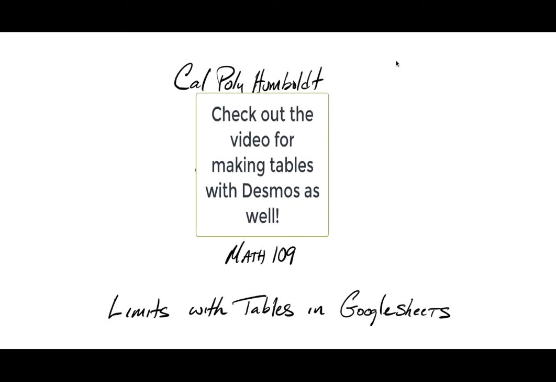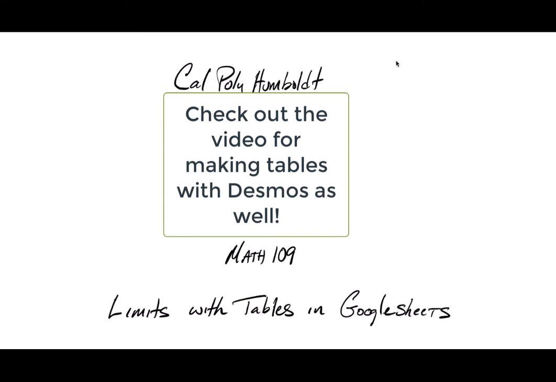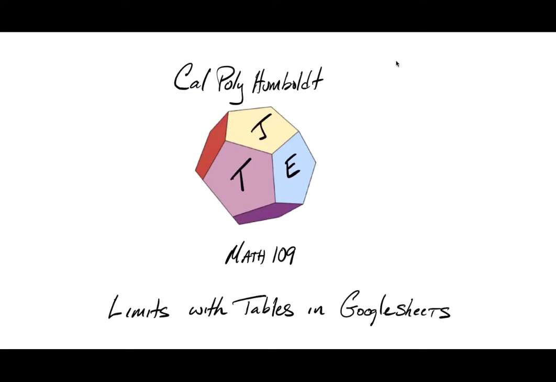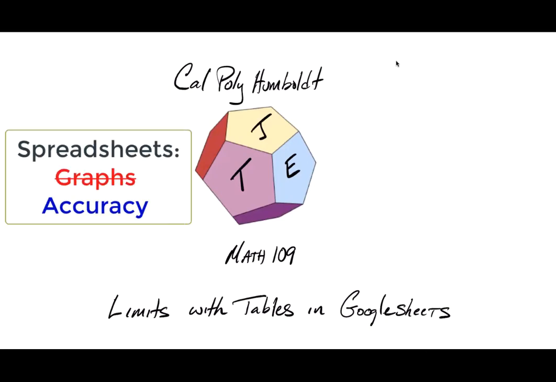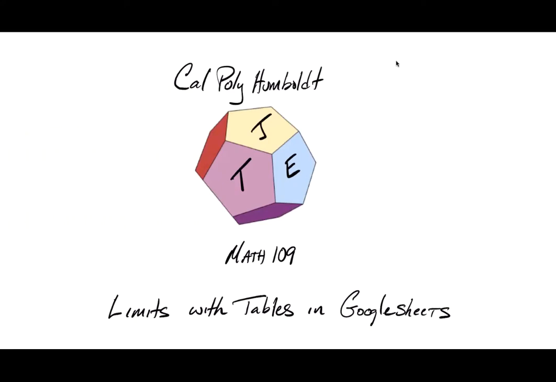I also made a similar video making tables to investigate limits with the Desmos software. One advantage of Desmos is that in addition to the table, you also simultaneously get a graph, so you can visualize what you're looking at. With spreadsheets, there aren't going to be any graphs, so that's a downside. But an upside of using spreadsheets is that it gives you more accuracy control. If you're trying to estimate values of a function to a certain decimal accuracy, then the spreadsheet allows you to control what accuracy you're looking at.